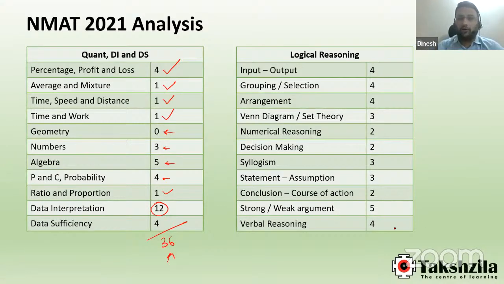So let's talk about the logical reasoning section. Out of 36 questions, 4 are input output, then 4 grouping selection, 4 arrangement, then 3 questions were from Venn diagram, 2 from number series, numerical reasoning, then 2 from decision making, 3 from syllogisms, and these total 10 questions were from verbal reasoning, everyone.